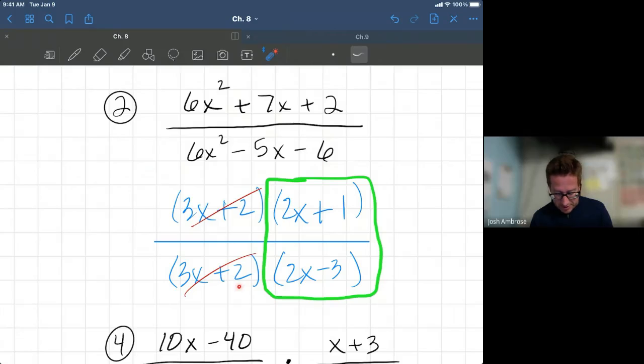Positive 2 makes 4. Positive 3, negative 3 makes a negative 9.